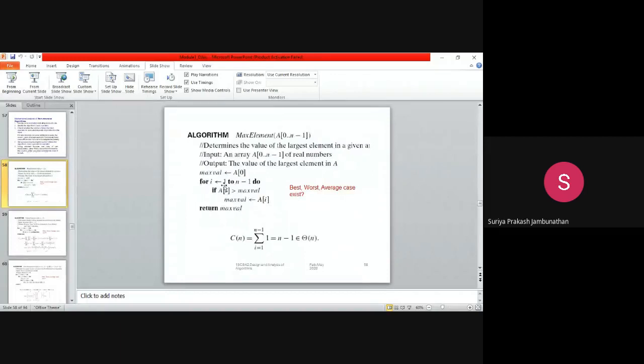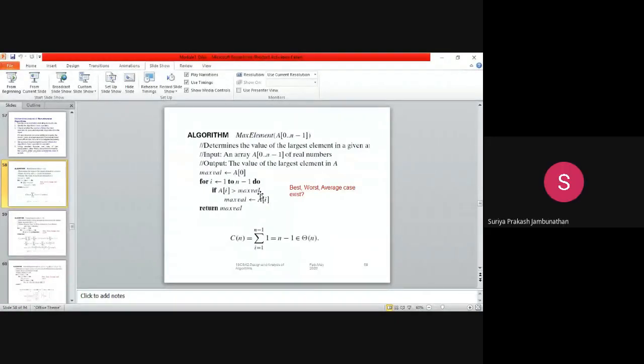In the next iteration, the i value will be incremented to 4. A of 4 greater than max val. What is A of 4 actually? 25. 25 greater than 20. Is 25 greater than 20 true or false? Is the condition true or false?